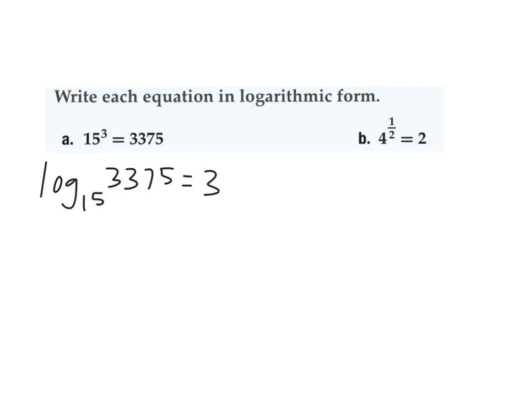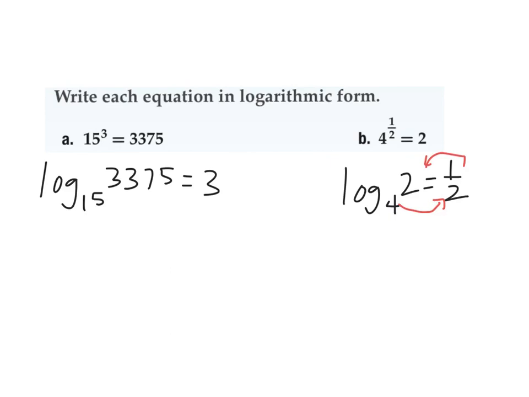Go ahead and work on B. Same thing. Put it in logarithmic form. Okay. So here's what you should have had there. Again, the base goes from the big number to the little number. The power goes from the little number to the big number. And here's the way I like to think of it. This is 4 to the 1/2 equals 2. Kind of loops around like that. All right, how many had that?